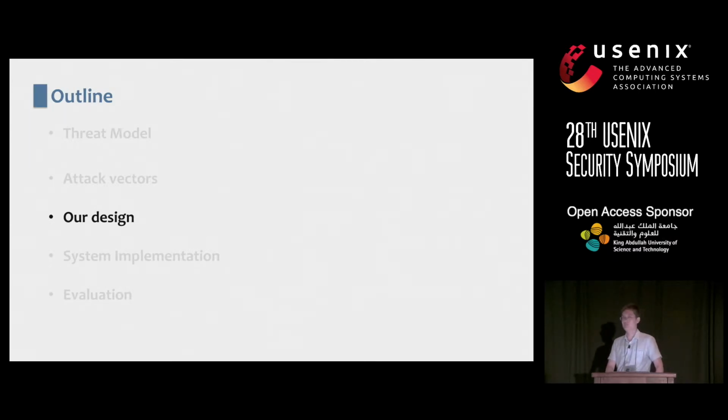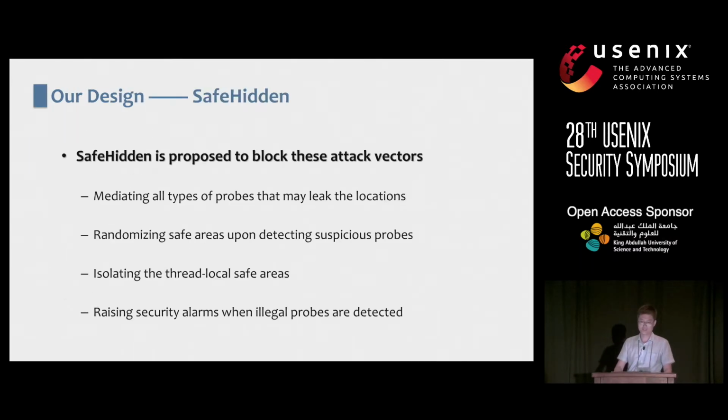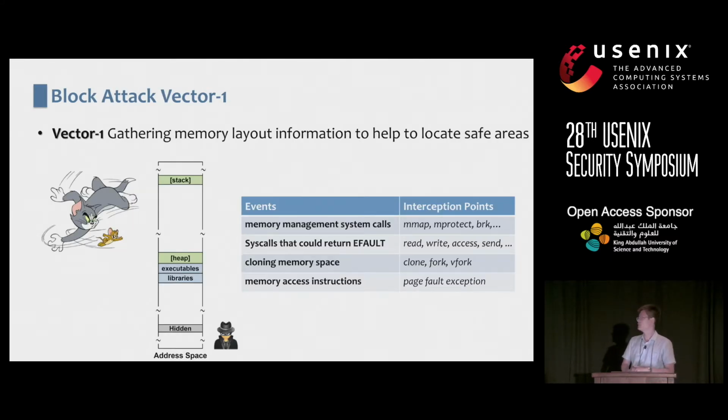Okay, the next slide will give our design. SafeHidden. SafeHidden is proposed to block all these attack vectors. It intercepts all types of probes that may leak the locations of the safe area. It randomizes safe areas upon detecting suspicious probes, isolating the thread local safe areas, and raising security alarms when illegal probes are detected.